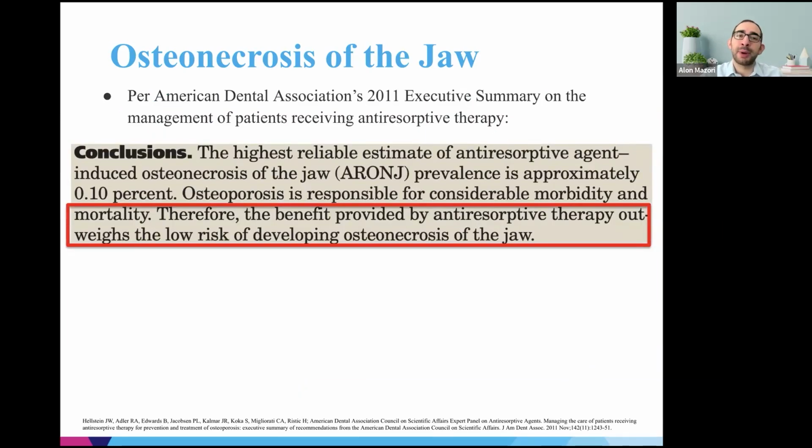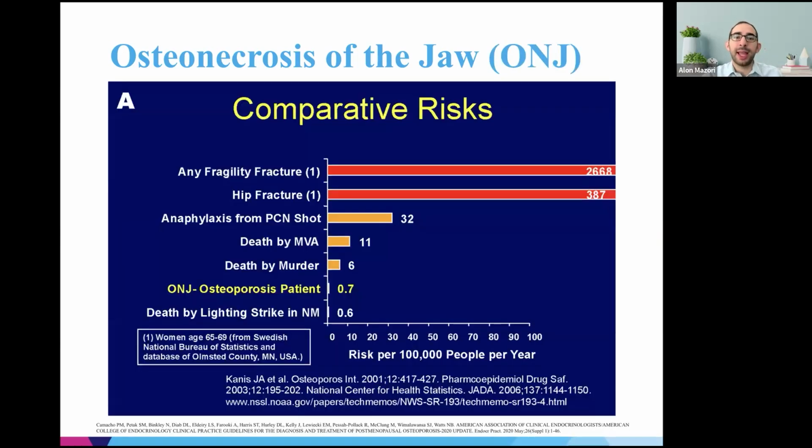In 2011, the American Dental Association issued an executive summary stating that the benefit provided by anti-resorptive therapy outweighs the low risk of developing osteonecrosis of the jaw. And in terms of comparative risks, we can appreciate that the risk of developing osteonecrosis of the jaw is actually similar to dying because of a lightning strike in New Mexico. All jokes aside, we take a look that there's an absolute risk of 0.7 per 100,000 people per year. And so the risk of osteonecrosis of the jaw is very low.